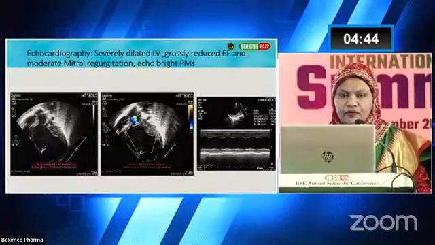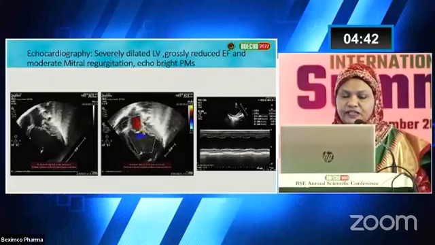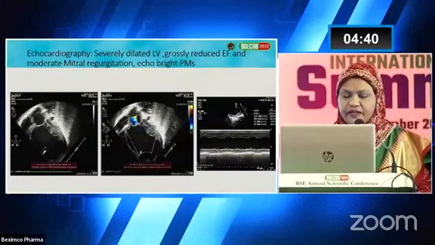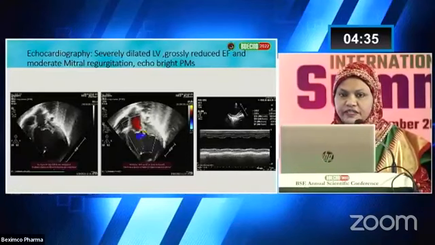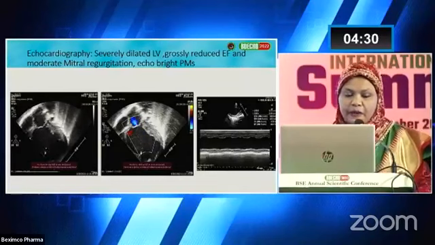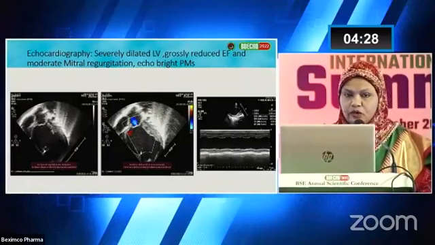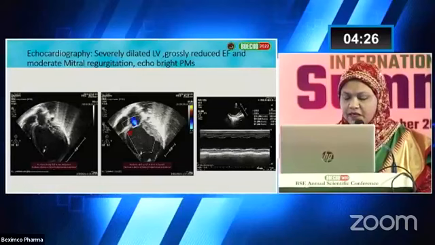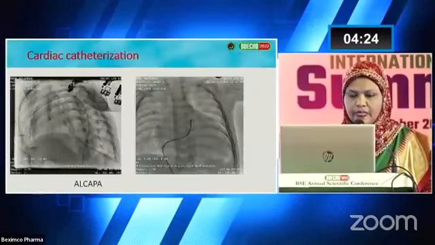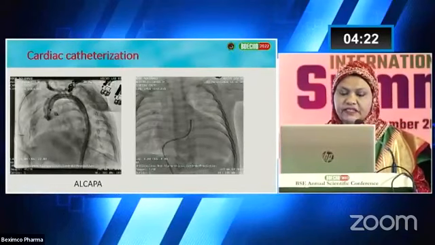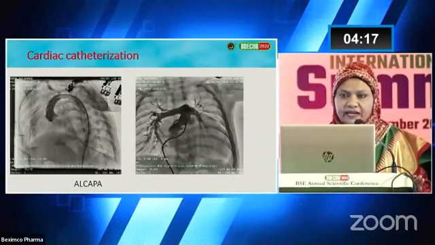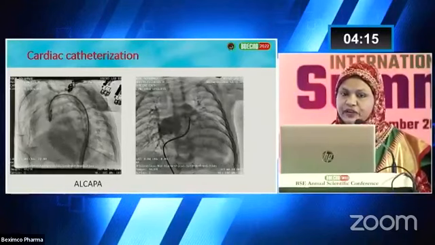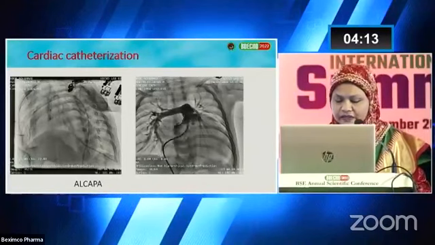In this apical four-chamber view, we can appreciate the hugely dilated LV, with severe LV systolic dysfunction and grossly reduced ejection fraction. There is moderate mitral regurgitation, and the papillary muscles are echo-bright because of ischemic scarring. We did cardiac catheterization, and the root aortogram showed only one coronary artery, the right coronary artery arising from the right sinus, and no left coronary artery on the left sinus.